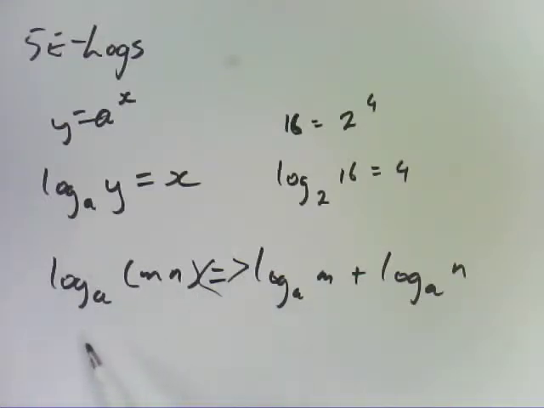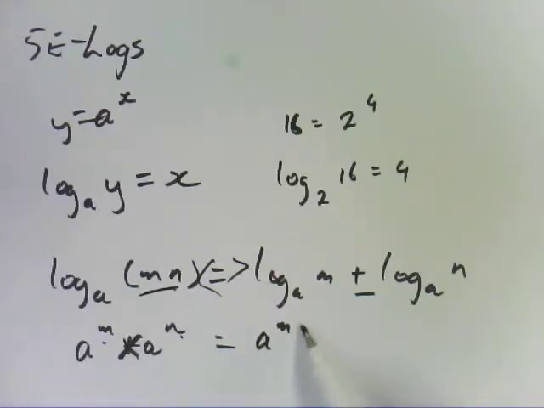To clarify where that comes from, what happens when you're doing something to the power? So a to the m times a to the n. What do you do? You add them, don't you? If you're timesing, you add. So they tie in together. They come from the same base.